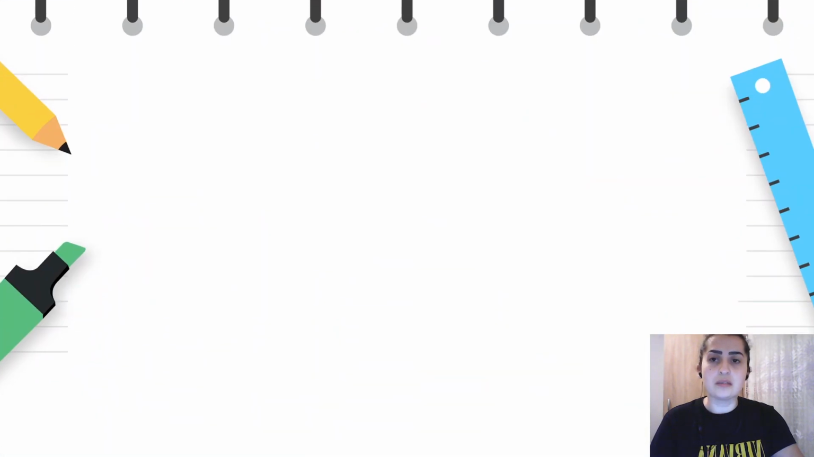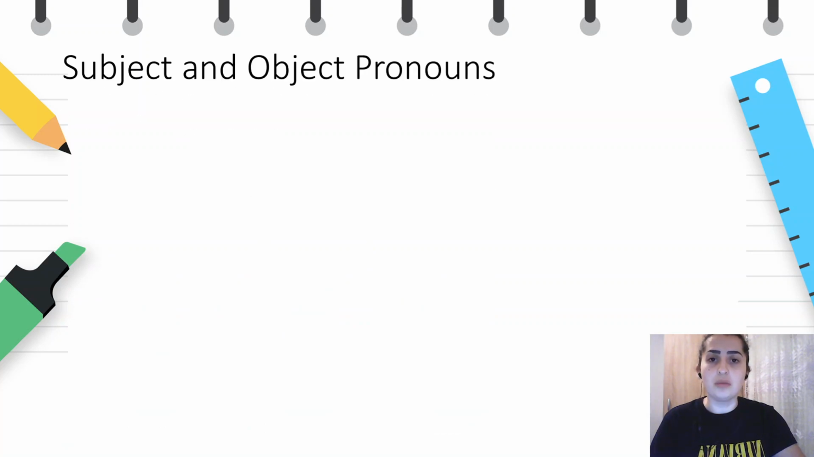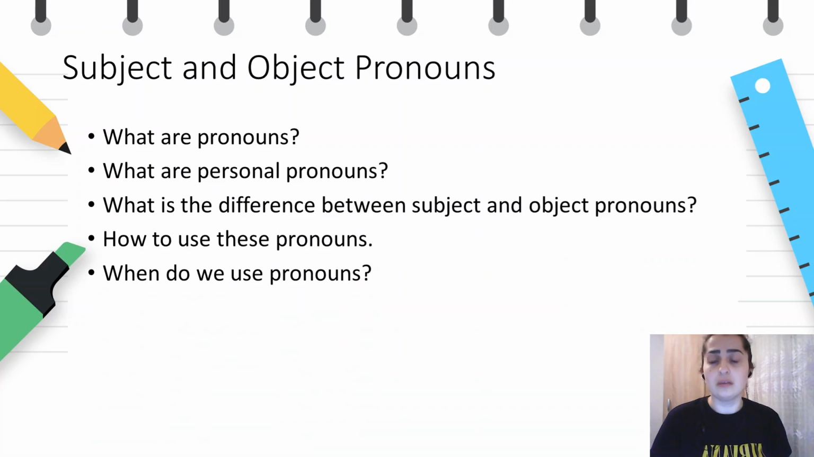So today's lesson will be about subject and object pronouns. And first let's see what we are going to learn. First we will be talking about pronouns in general. Then we will go into more details about personal pronouns. We will see what the difference is between subject and object pronouns, how to use them in sentences, and when should we use them and why.